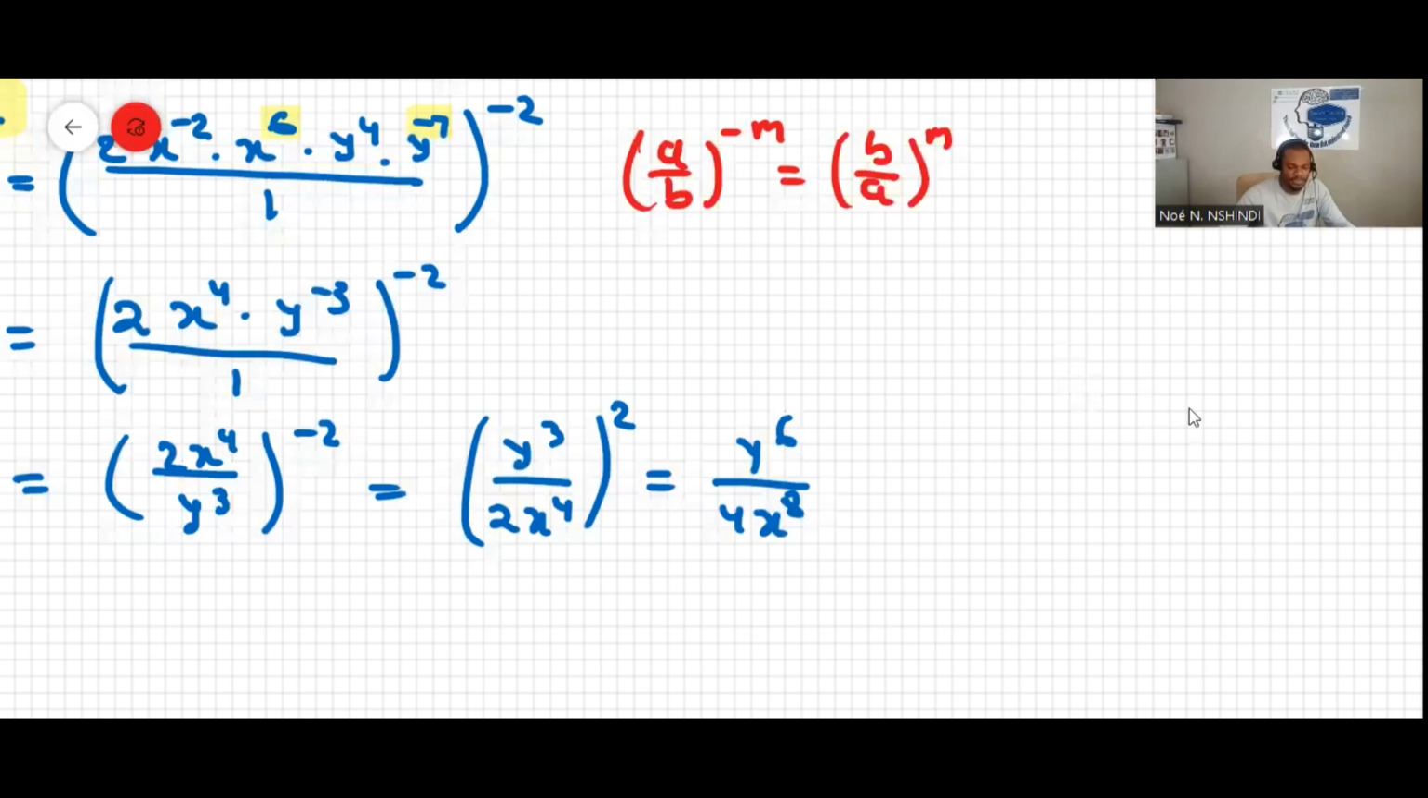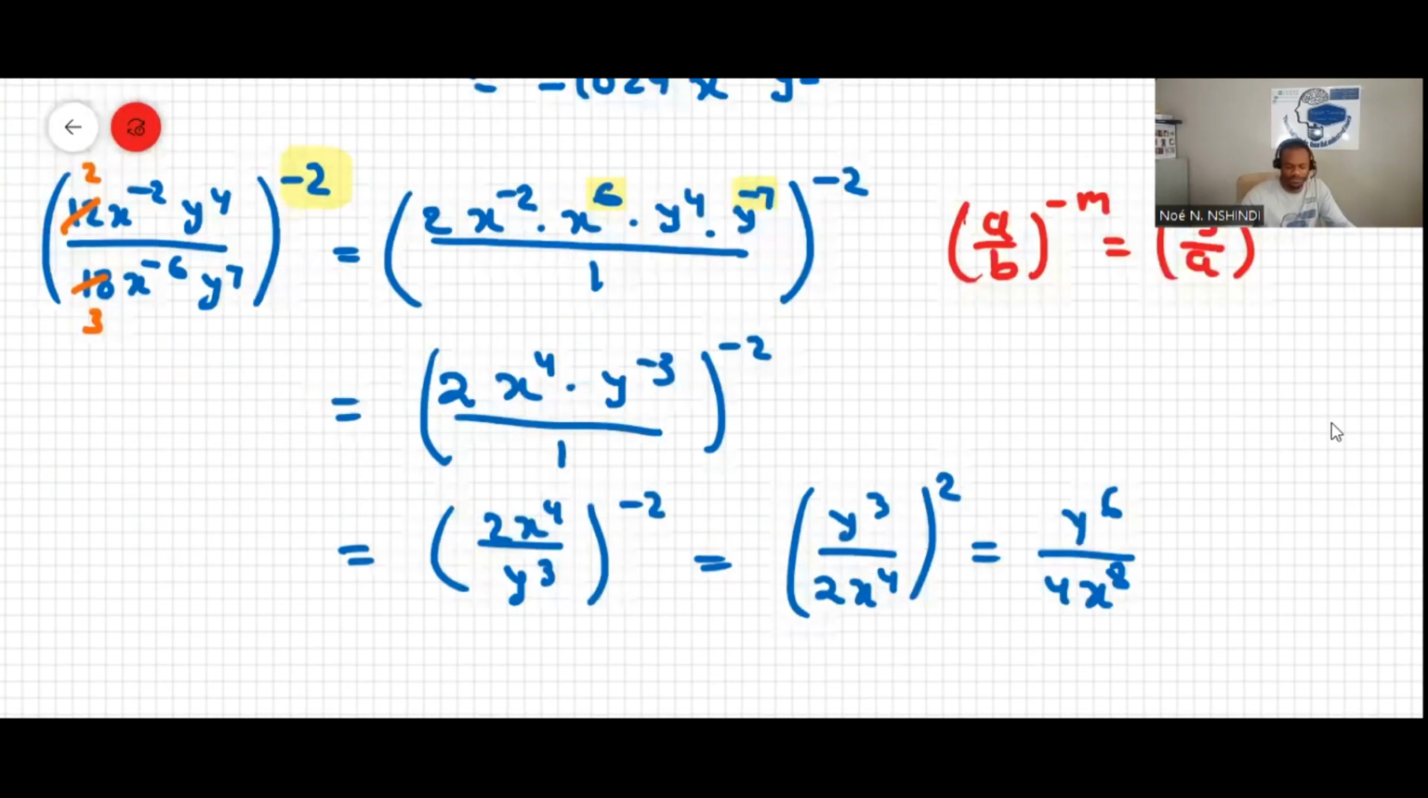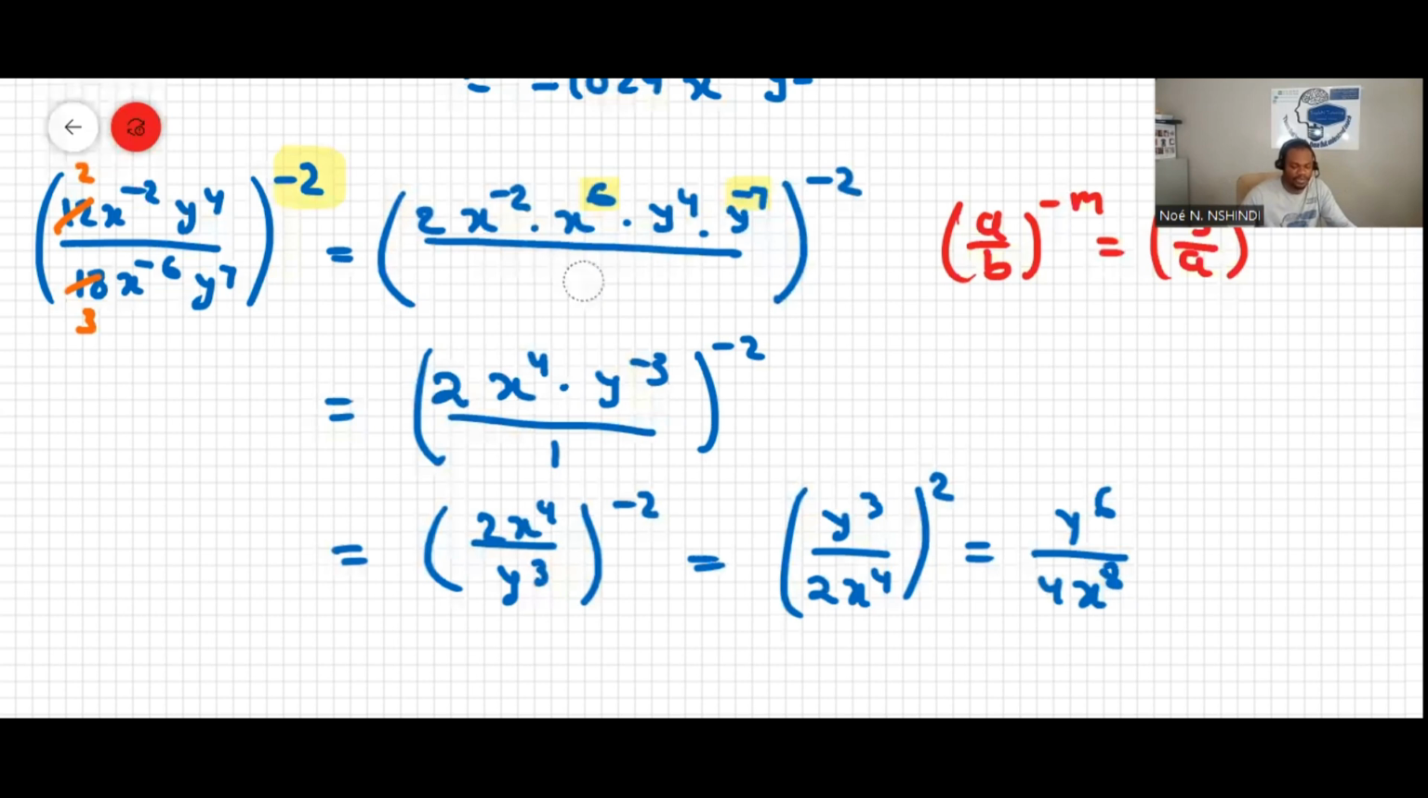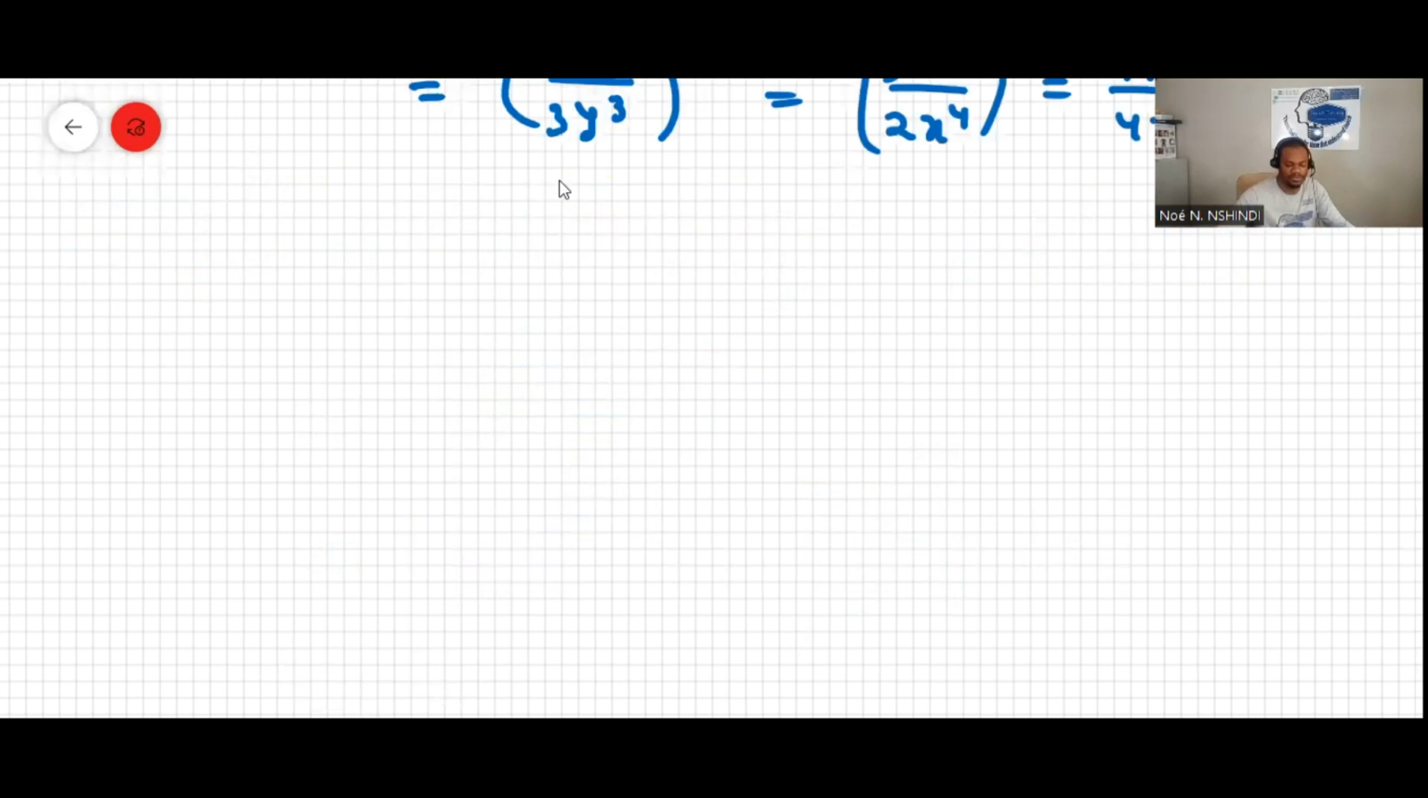Okay, let's double check. Oops, sorry, I didn't write the 3 at the denominator. It was over 3. Over 3 was there. When we simplify, the 3 was there in the denominator. My apologies. So 3 was here. If I move this, the 3 is going to be there, and the reverse is going to be there, so that makes 9, 3 squared is 9. So the answer is 9y to the 6 all over 4x to the 8. That's question 10, and then we can do question 11.